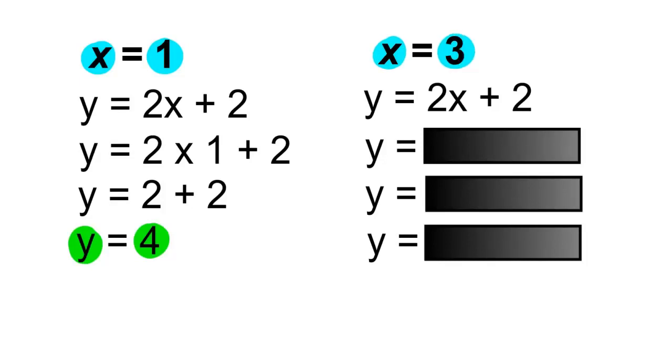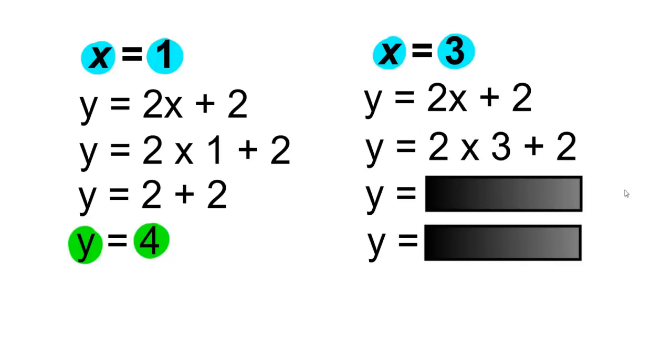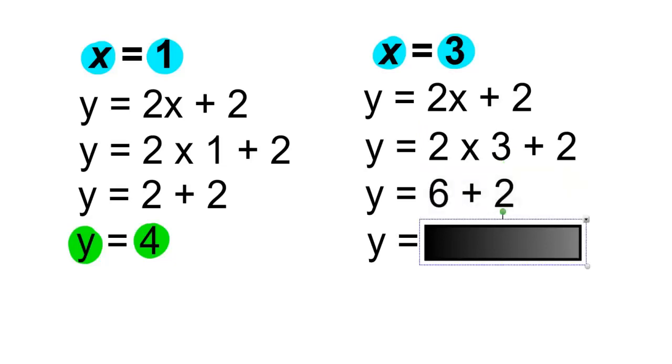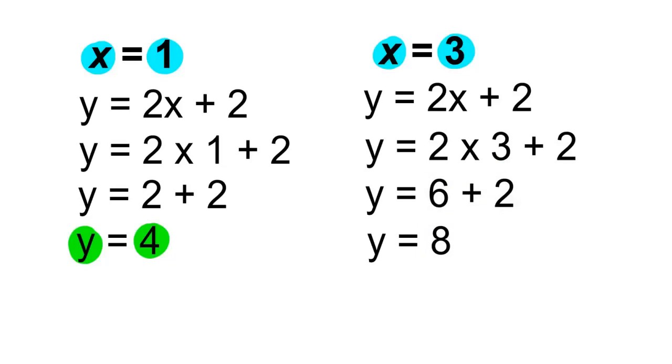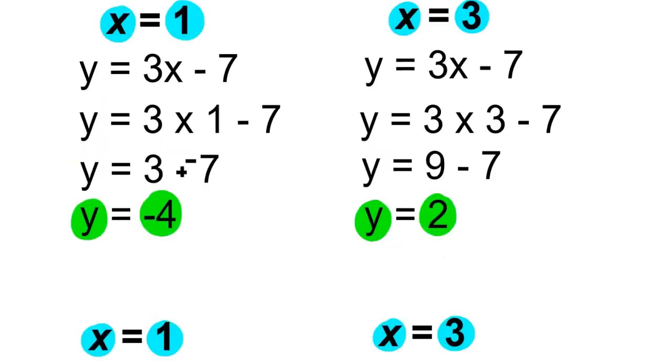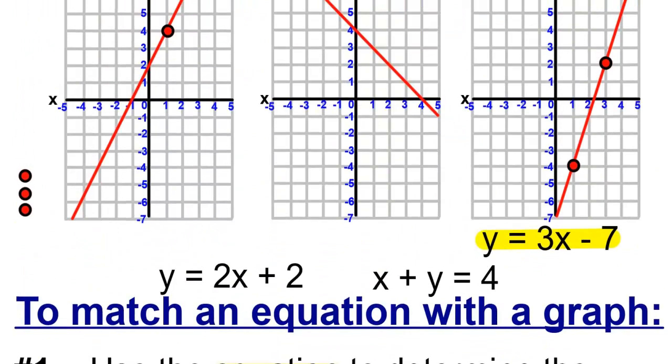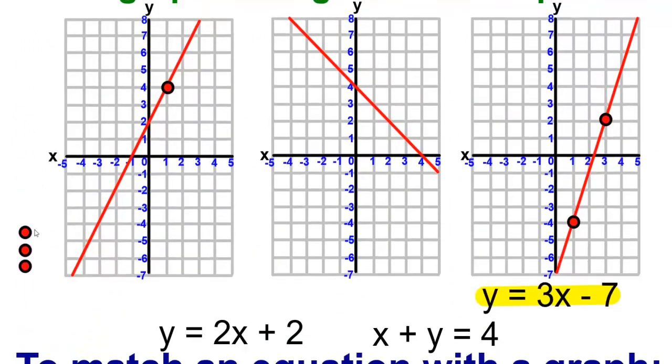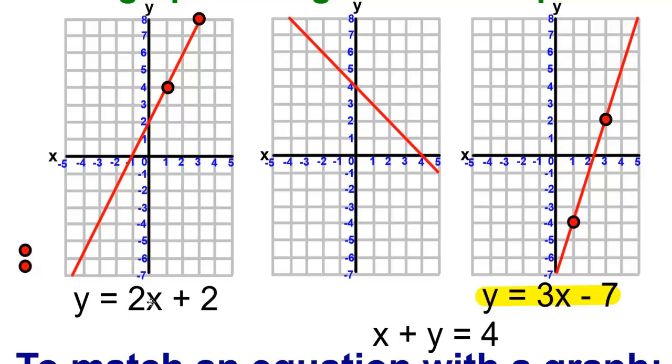So y equals 2x plus 2. y equals 2 times 3 plus 2. 2 times 3 is 6, so y equals 6 plus 2, which is 8. So when x is equal to 3, y is equal to 8. Let's confirm this fits on the first graph. When x is 3, y is 8. It does. So we now know the equation for the first graph: y equals 2x plus 2.